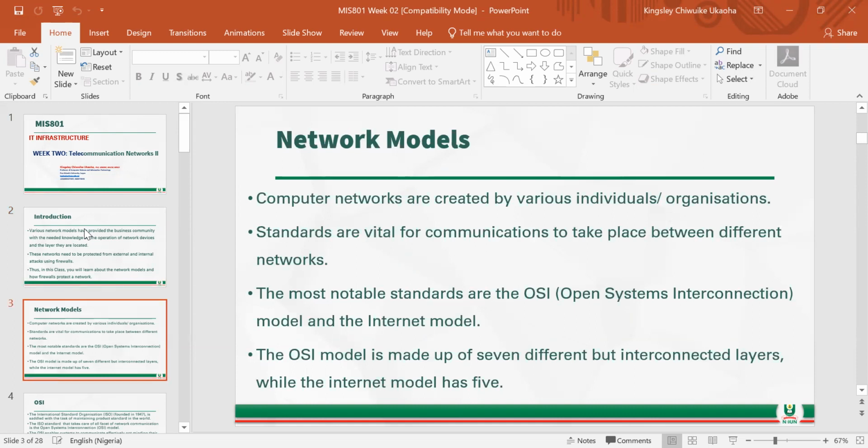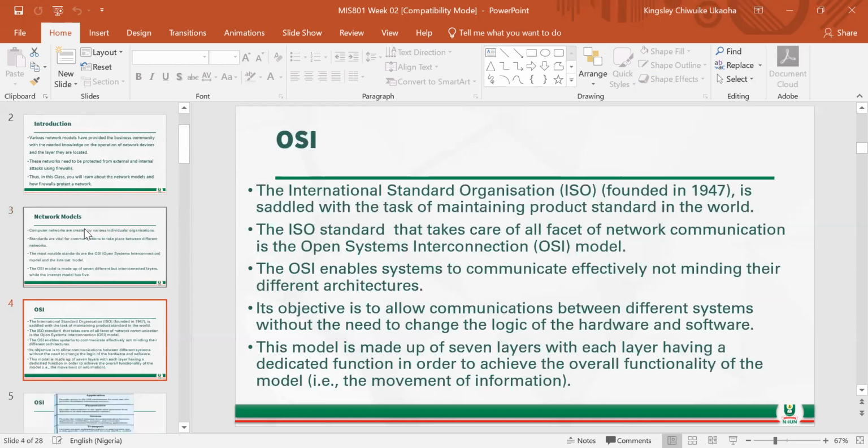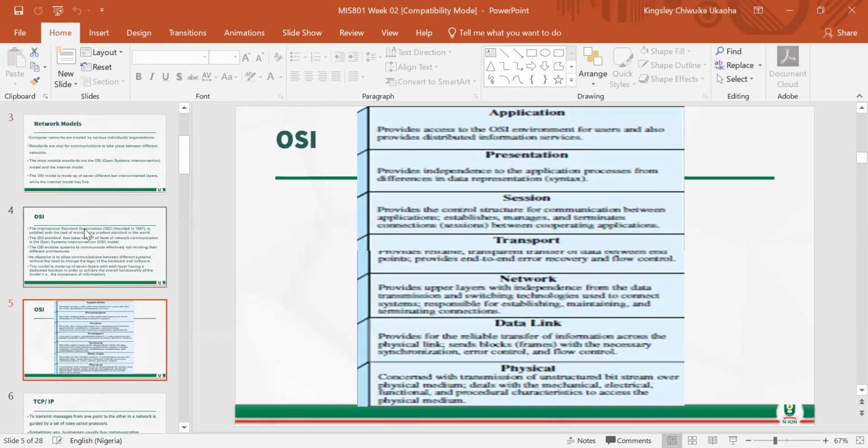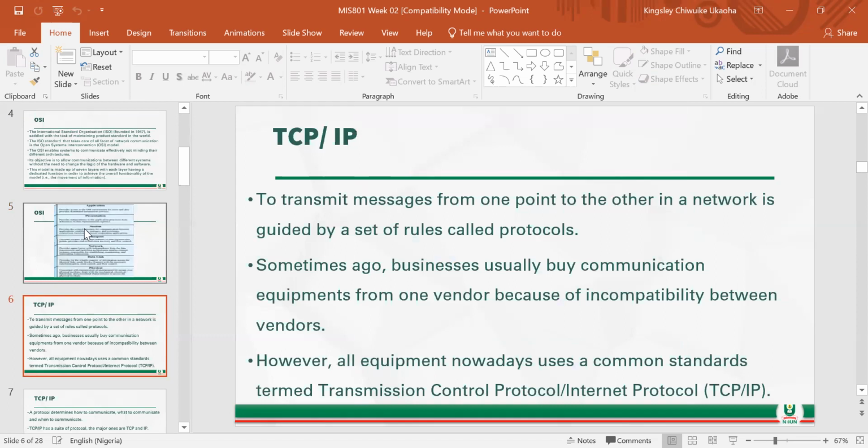The most important notable models are the OSI, which we talked about in our last class, Open Systems Interconnection Model, and the Internet model. We did not talk about that. The OSI model is made up of 7 different but interconnected layers, while the Internet model has 5. So for the OSI model, we looked at the application, presentation, session, transport, network, data link, and physical layer. Then the second one you call the Internet model is actually called TCP/IP model, which helps to transmit images from one point to the other in a network and is guided by a set of rules that we call protocols.